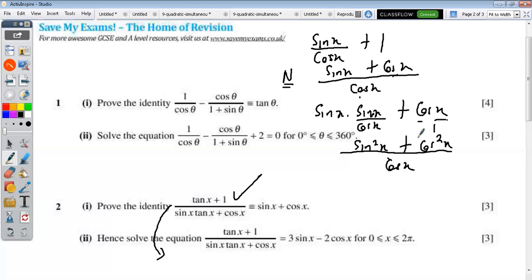Then we know that this gives us, what does this give us, the special identity? 1. So this is 1 over cos x. But remember, we're dividing. So if we are dividing by this denominator, we multiply by the inverse of this, which is multiplying by cos x. This cancels, that cancels. You're done. Make sense?